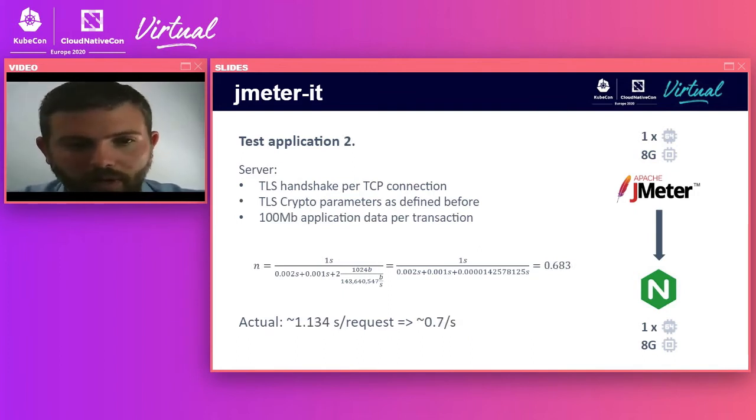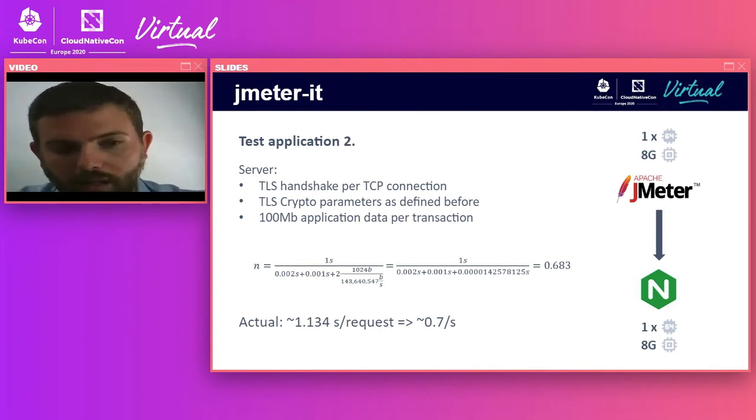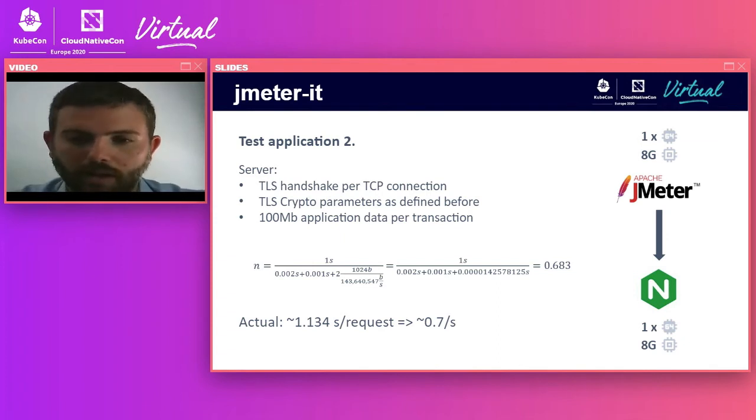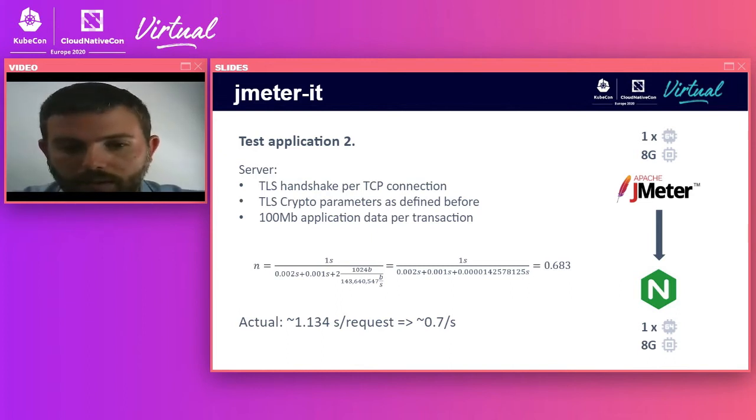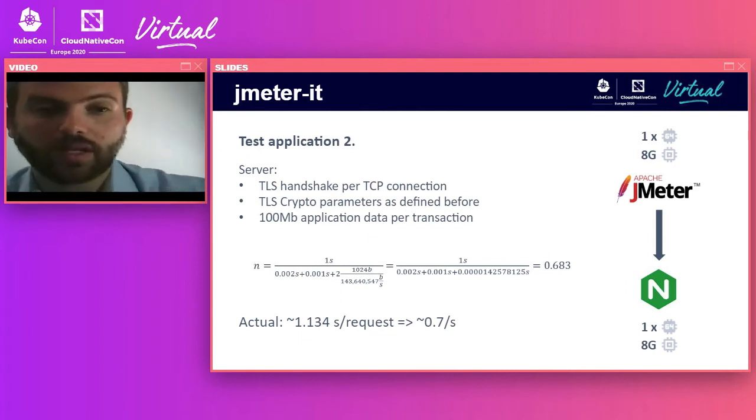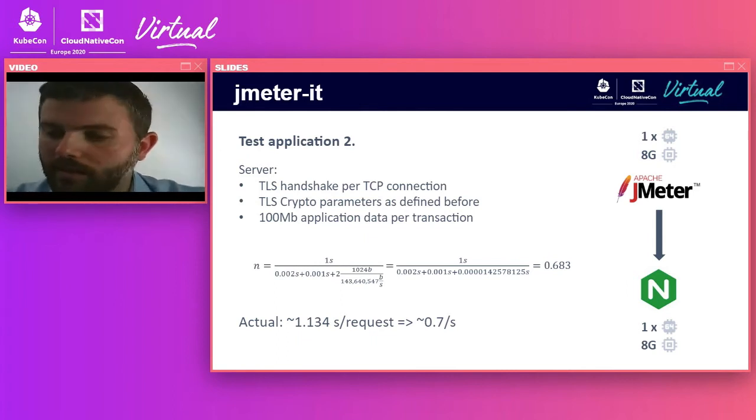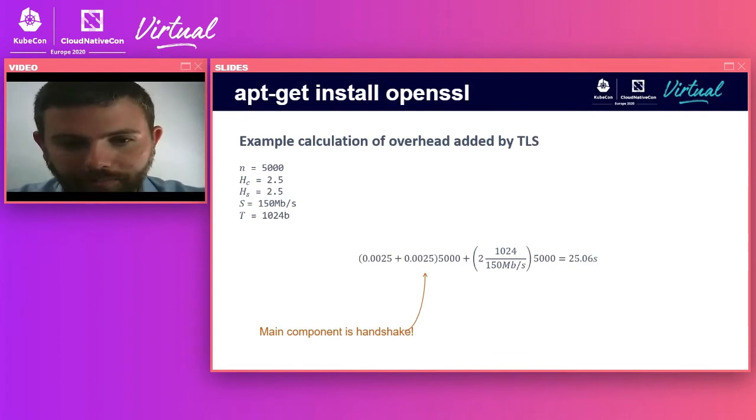I did the same for my second application, where I used 100 megabytes of application data per transaction. In my formula, I got 0.68 transactions per second. And when I ran it through JMeter, I saw 0.7 transactions per second, which is, again, pretty close, and I was more or less good with my formula here.